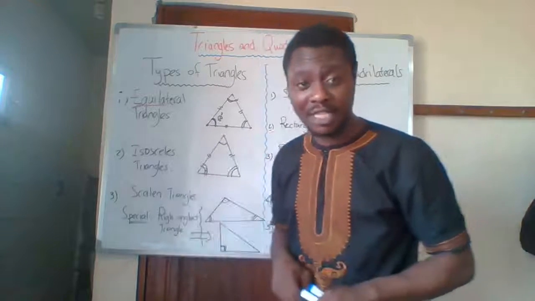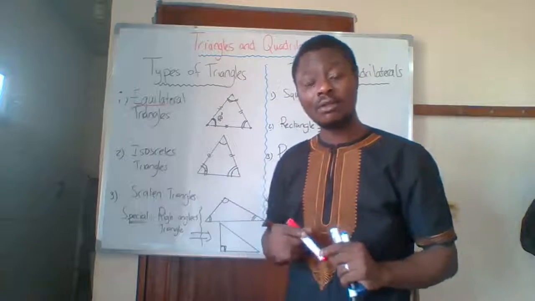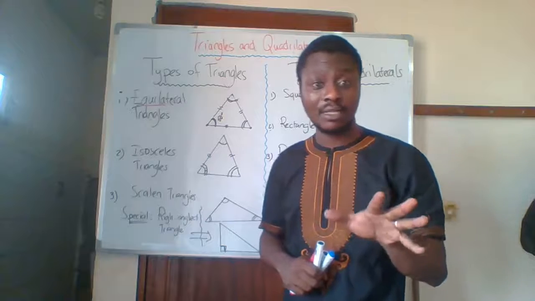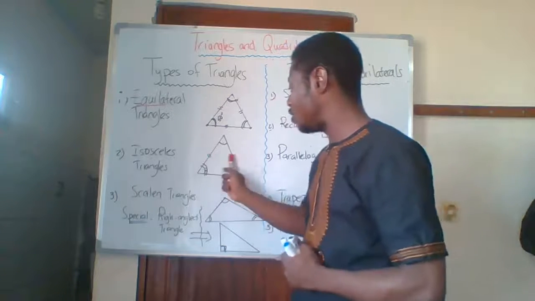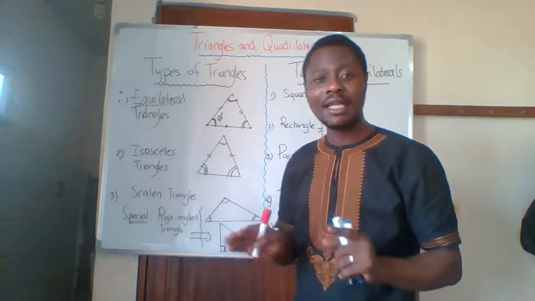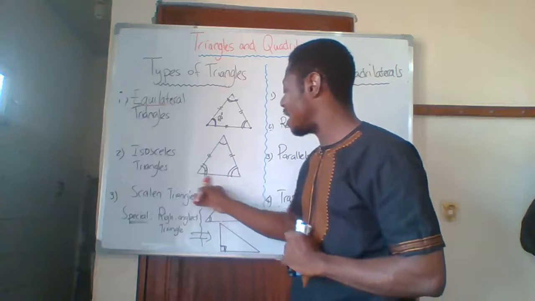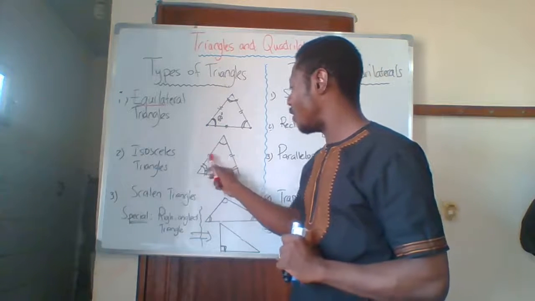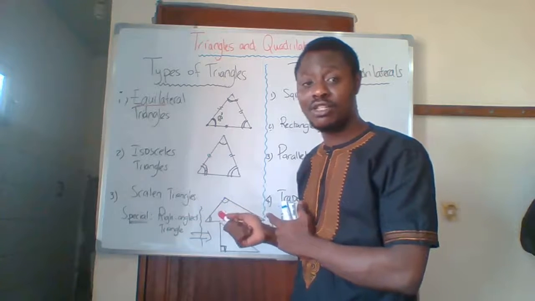Now, let's move on to the second type of triangles. It's called the isosceles triangle. Isosceles triangles are triangles where there are only two equal sides, not three equal sides. Not three equal sides, but two. If you look carefully at these two sides, they are equal in size and length, while this side at the bottom is shorter. So, since these two are equal, this type of triangle is called an isosceles triangle.